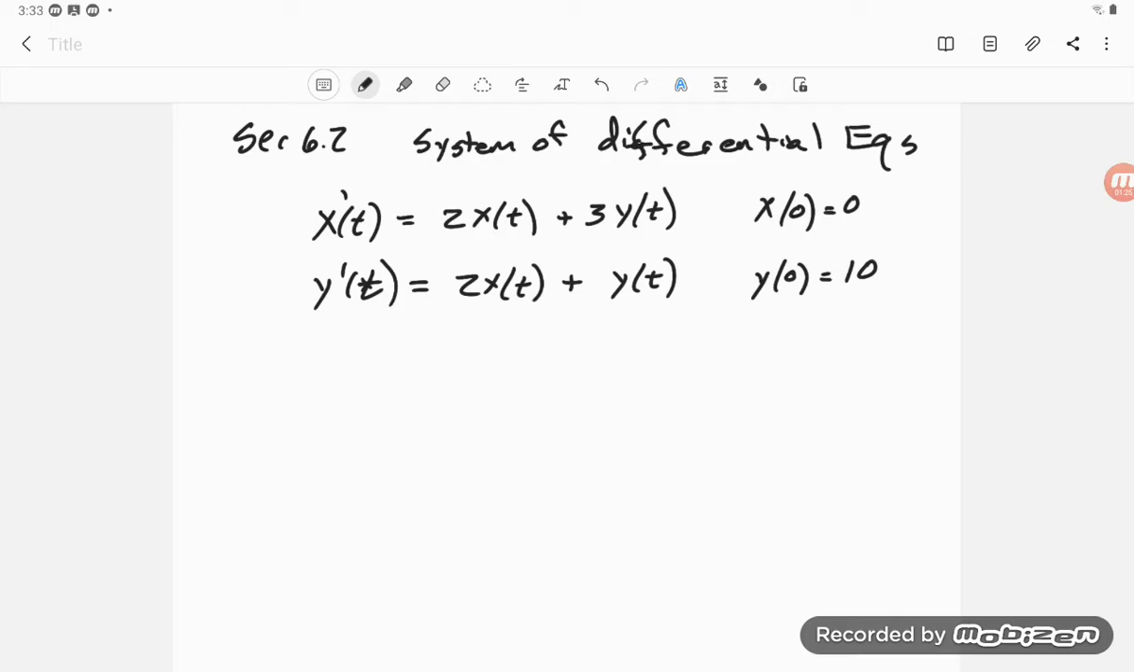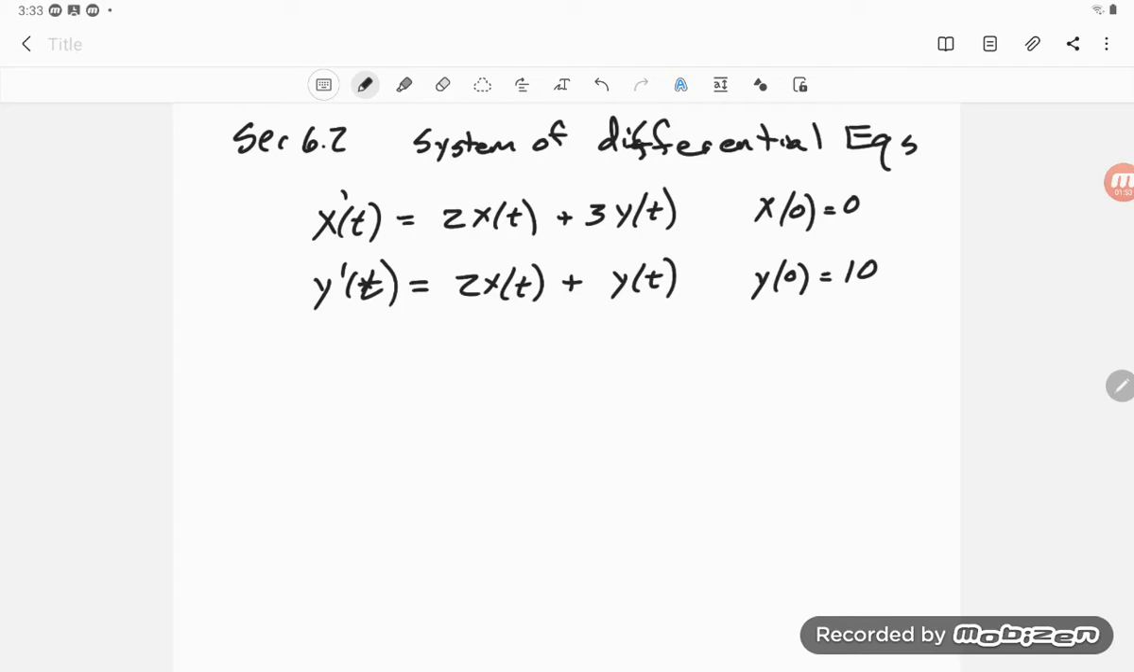Okay, so the basic methodology we go through to solve this, and this is assuming distinct eigenvalues. We won't worry about what if you get the same eigenvalue in multiplicity 2 for differential equations, but let's look at this.